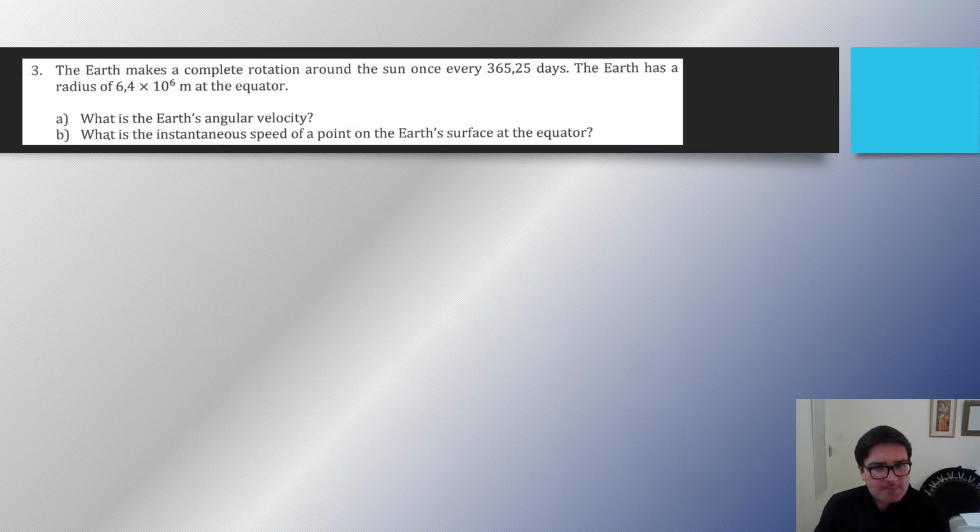Then problem 3. In problem 3, they say the Earth makes a complete rotation around the Sun once every 365.25 days. Now, once again, this then is our period. Yes, because it's the time for one full revolution. However, it is now in days, so remember, we will need to convert it. And then they say the Earth has a radius of 6.4 times 10 to the 6 meters.